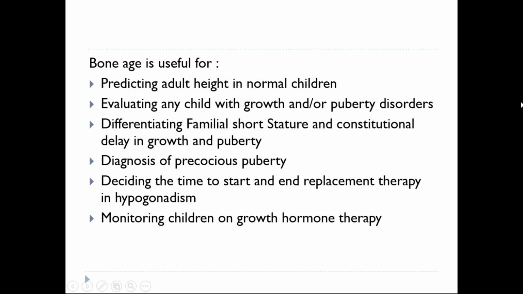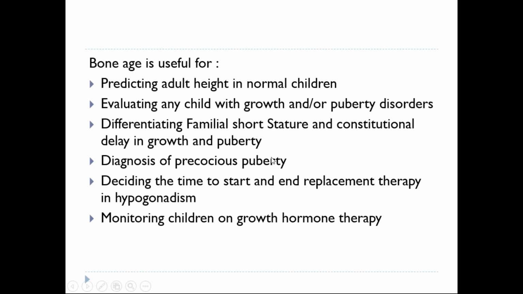In the questions, can somebody answer? What will happen to bone age in precocious puberty? Will it be delayed or will it be advanced? Okay. So whether to start therapy for hypogonadism, to monitor children on growth hormone therapy. So nobody is answering. What will happen to bone age? So bone age will be advanced in the child with precocious puberty.